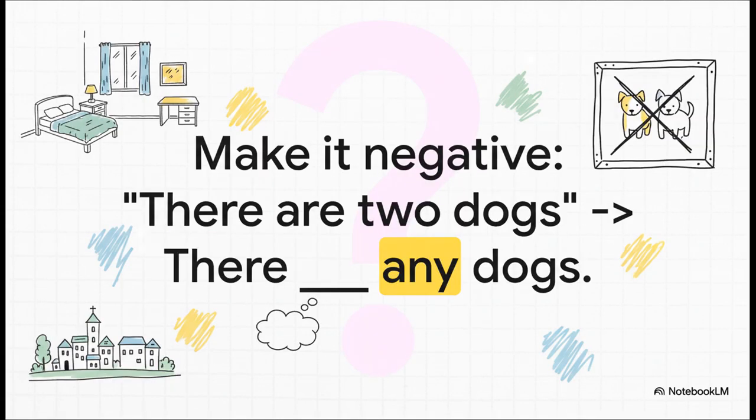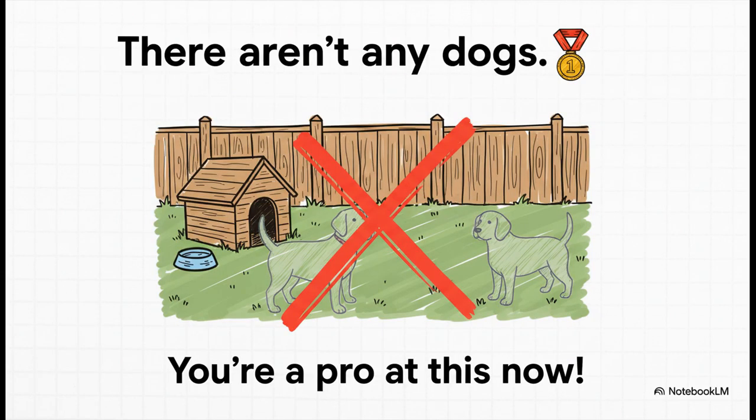Okay, last one for the test. This time, let's switch it up and make a negative sentence. The original statement is, there are 2 dogs. So how do we say that's not true? There, blank, any dogs. Nailed it. The answer is aren't. We just take are, we add not, and we make that nice little contraction. There aren't any dogs. See? You're a total pro at this now.